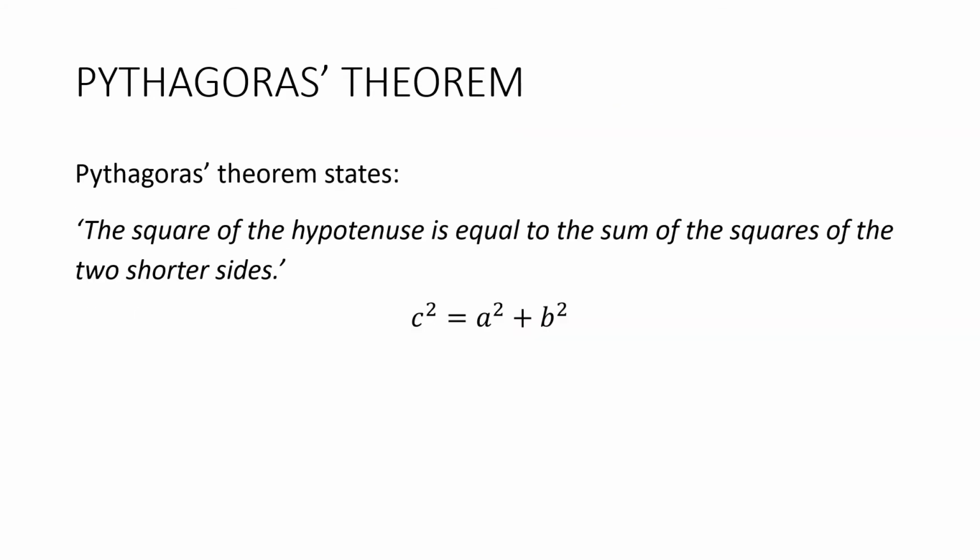Pythagoras' theorem states the square of the hypotenuse is equal to the sum of the squares of the two shorter sides. You will see it written quite often as C squared equals A squared plus B squared, but we don't have to use those letters.